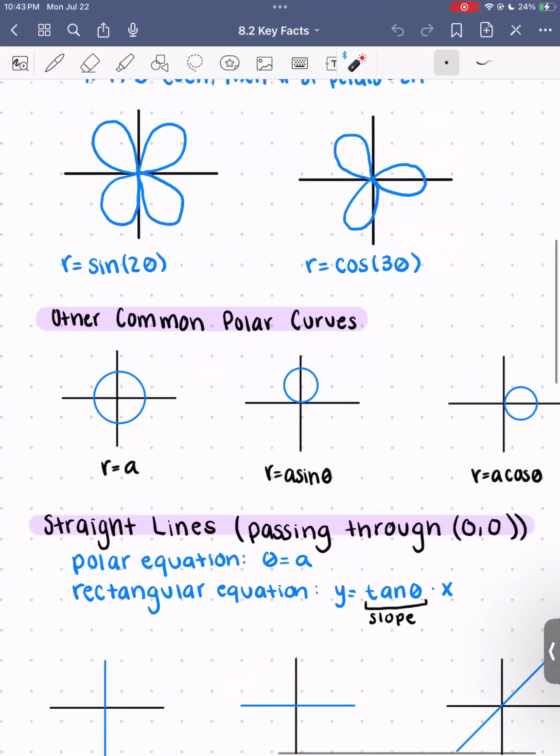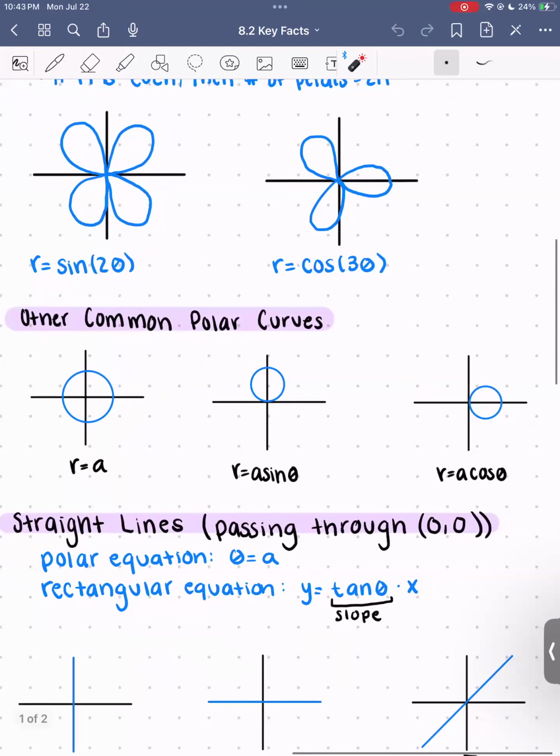Some other common polar curves are our circles. Technically, r is equal to a sine of theta and r is equal to a cosine of theta are roses, but with only one petal because n is technically 1. So the petal is just shown as a circle. What's important to remember with these two is that because they are technically roses, they are a circle, but they are not centered on the origin.